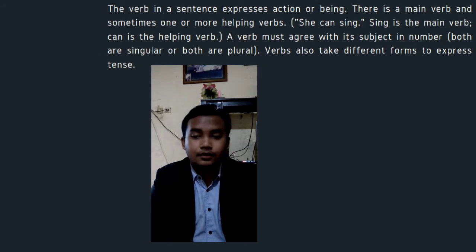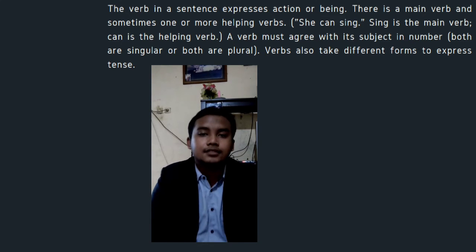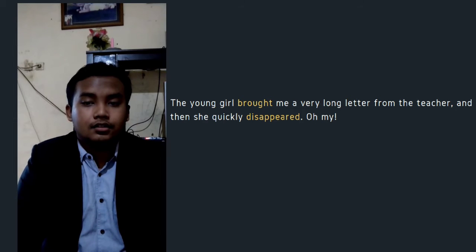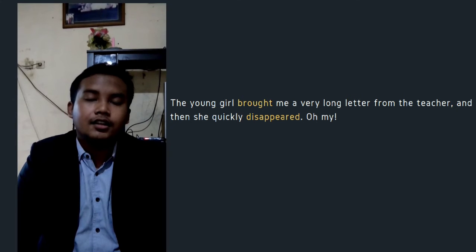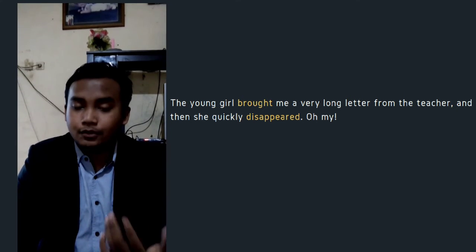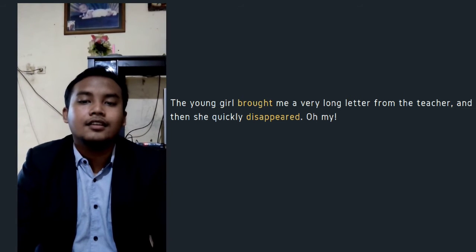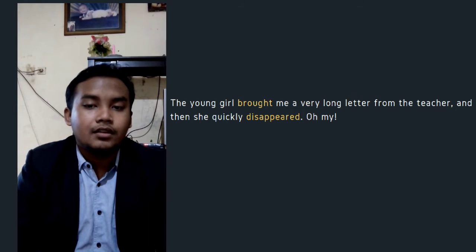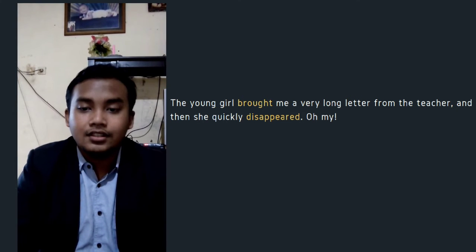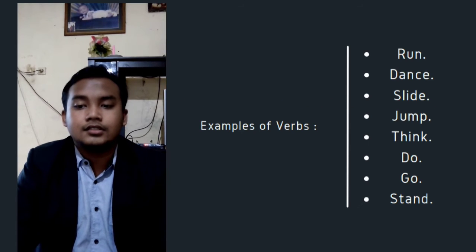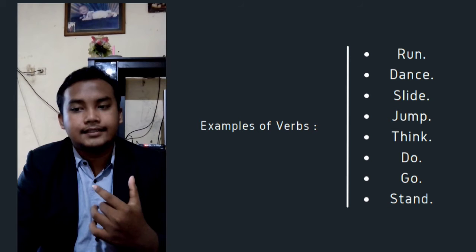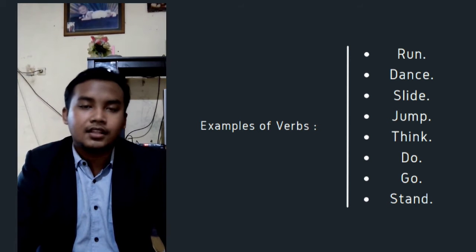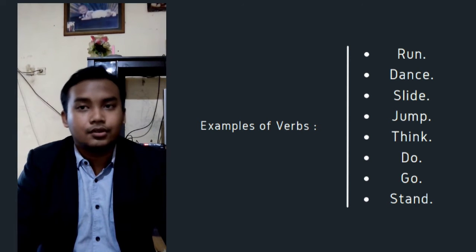Verbs also take different forms to express tense. For example, the young girl brought me a very long letter from the teacher, and then she quickly disappeared. Oh my! The verbs here are brought and disappeared. Here are some other examples of verbs: run, dance, slide, jump, think, do, go, and stand.